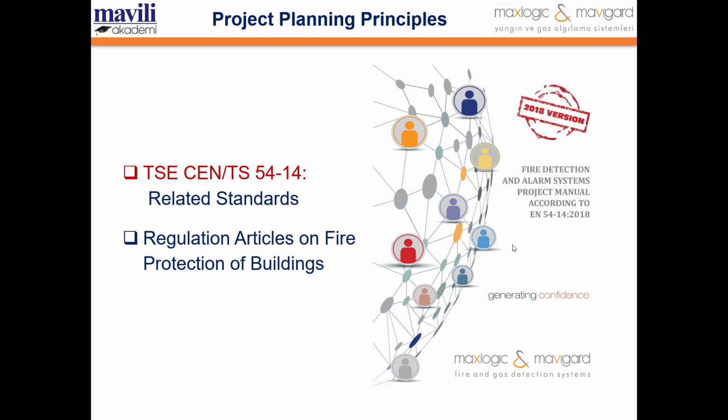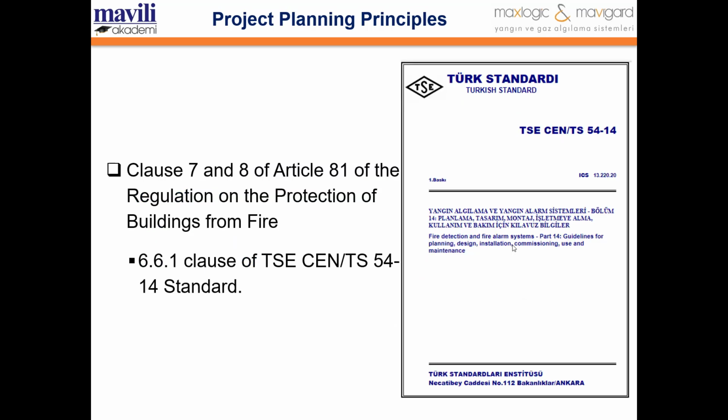Here are the project planning principles of fire detection systems. In paragraphs 7 and 8 of Article 81 of the Regulation on the Protection of Buildings from Fire, in the following places, it is obligatory to install an announcement system that will enable evacuation or relocation of the inhabitants of the building, with automatically broadcast voice messages and live voice messages broadcast by microphone from the fire center.